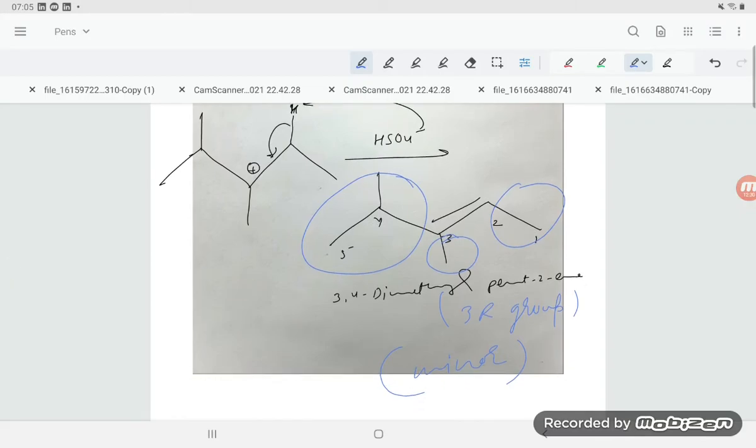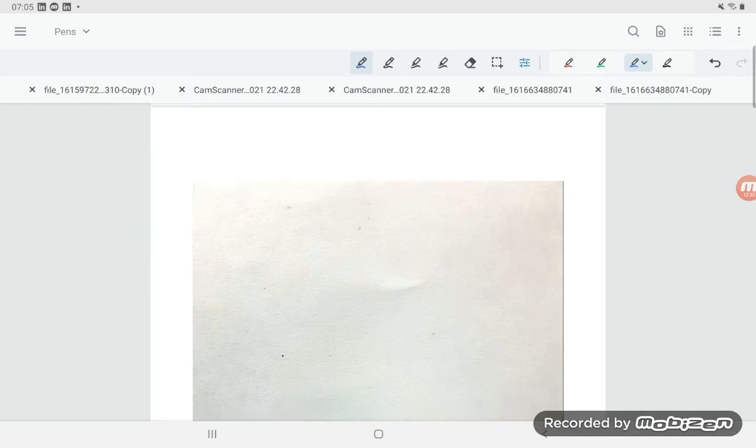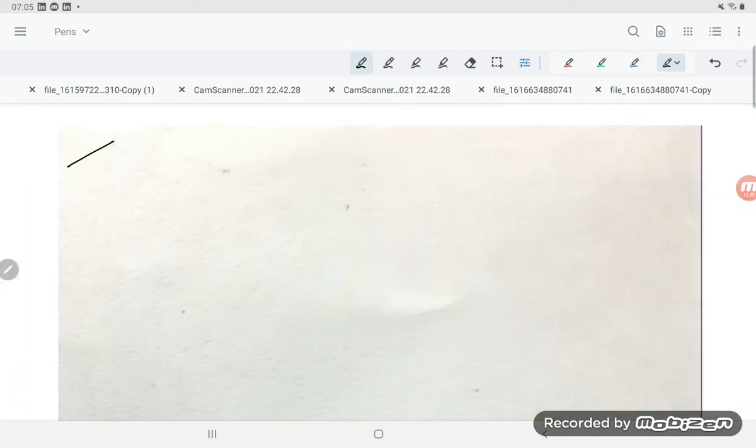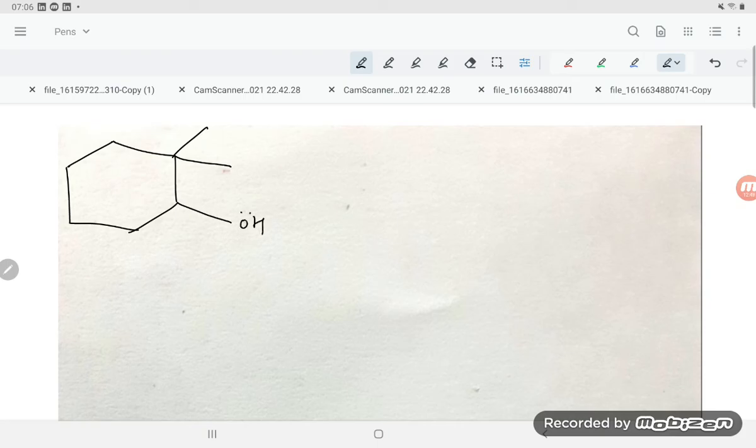Now let us have a look at the next problem, students. I am writing the problem here. Try to understand this question also. Now I am having this compound. Lone pair electrons are there, and you are treating it with concentrated H2SO4 at 443 Kelvin. So they are asking for the product.